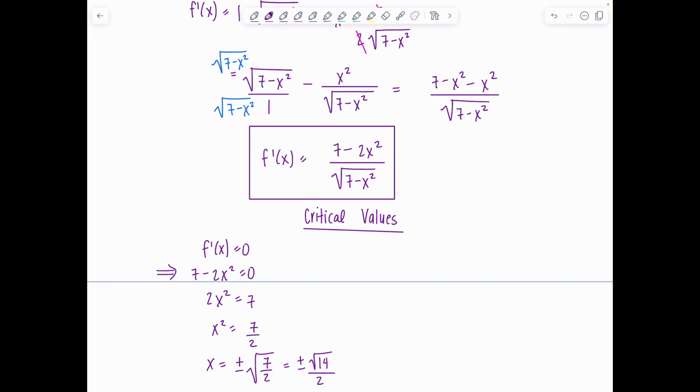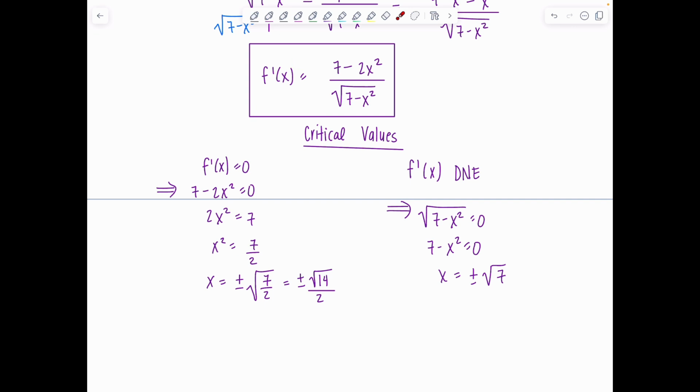Okay. Other place we get critical values is where f prime of x does not exist. That happens when the denominator is 0. That would mean 7 minus x squared is 0. So x, we can just say x is plus or minus rad 7. Those are in the domain, but they're on the edge of the domain, so that's fine.